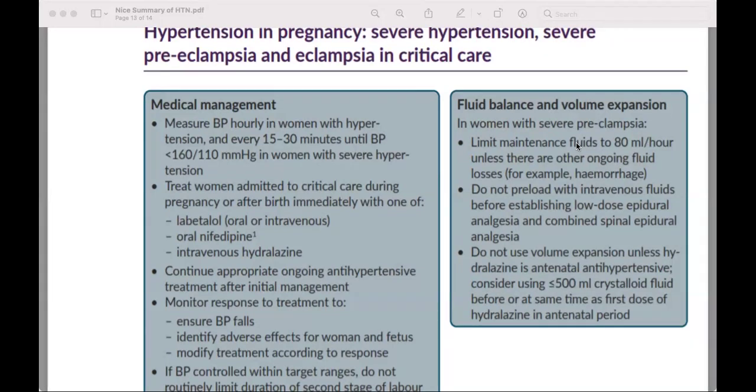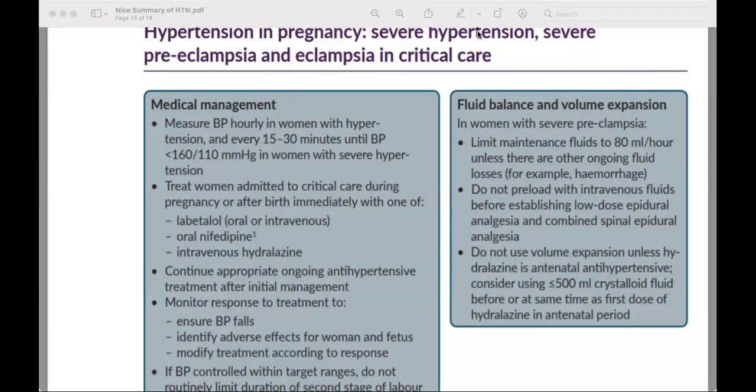Don't preload with intravenous fluid before establishing low dose epidural in the woman with severe hypertension. Don't use volume expansion unless hydralazine is the antenatal antihypertensive. Then in this case, if you want to add hydralazine, consider using 500 ml or less of crystalloid fluid before or at the same time as the first dose of hydralazine in the antenatal period.